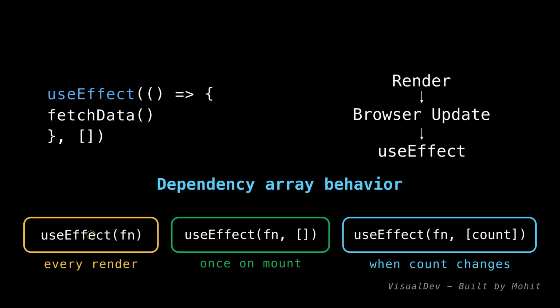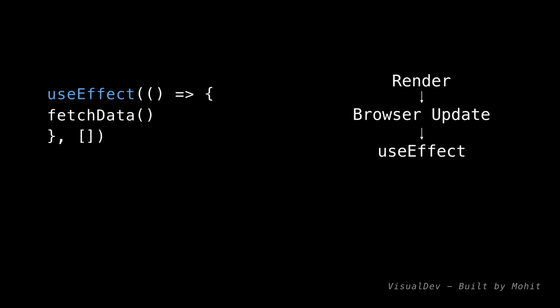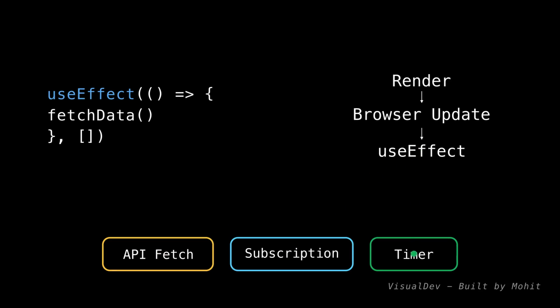This is the part most people need. Without dependencies, it runs after every render. With an empty array, it runs once on mount, and with dependencies, it runs only when those values change. That is why we use useEffect for things like fetching data, subscriptions, or timers.